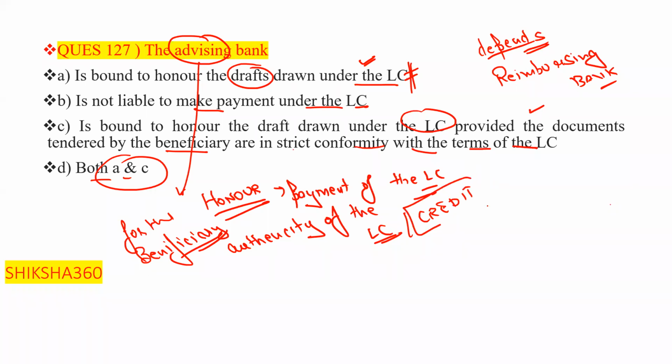So please go through the points carefully, otherwise you will not be able to move towards the correct answer, clear. These are very easy terms: what is an advising bank, what is an issuing bank, what is a confirming bank, negotiating bank, reimbursing bank. So please go through these points very carefully. The correct answer is option number B, clear. The advising bank is not liable to make payment under the LC.